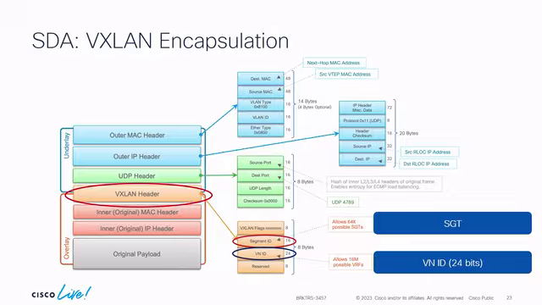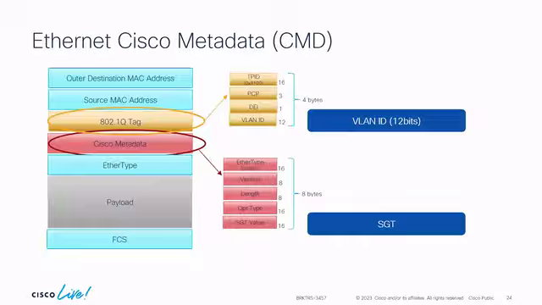And the VXLAN header also has the VNID, yeah? And this is our VRF for macro segmentation. So this is encapsulation from the VXLAN perspective. As you can see, we carry both of the values, from macro and micro segmentation. So we carry information about the VRF, which is the VNID, 24 bits, and we carry information about the SGT, which is our security tag for micro segmentation.